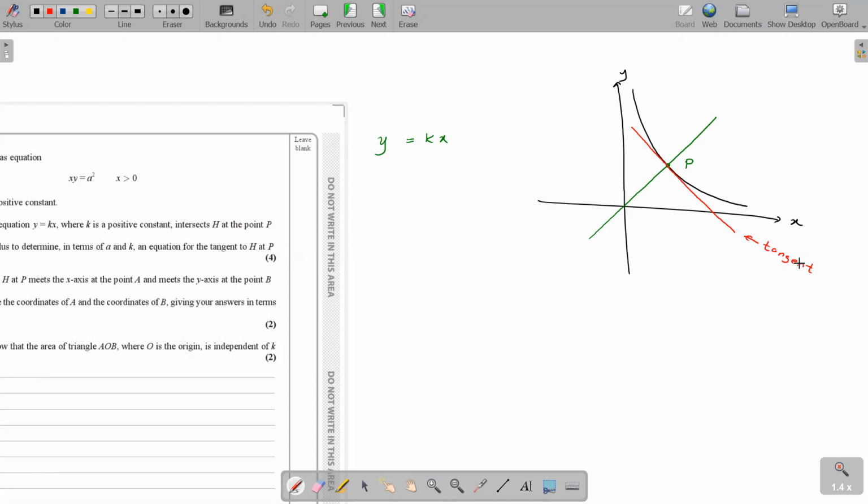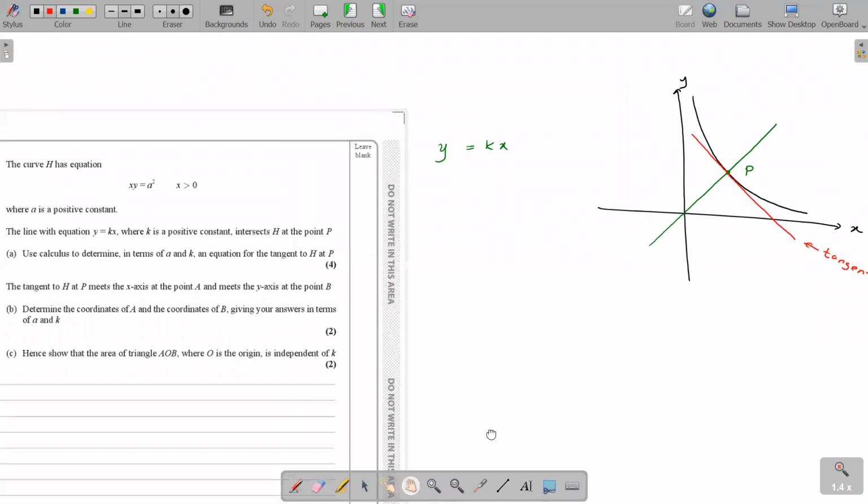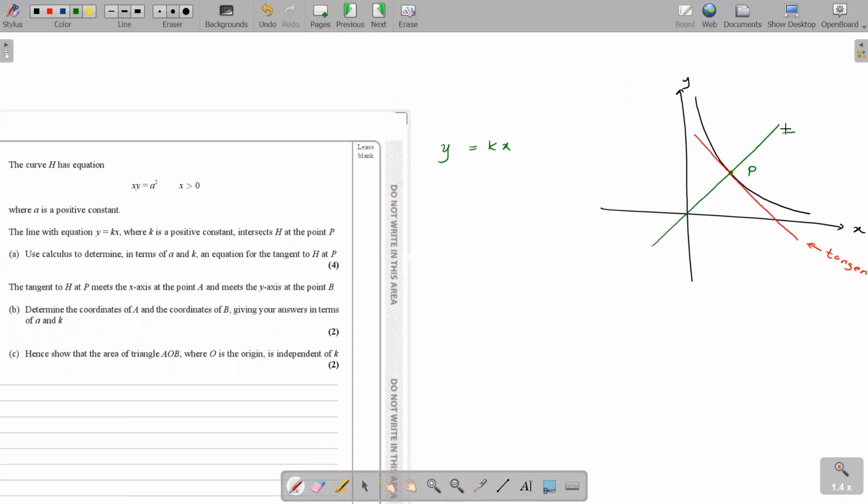Okay, the first thing I need to do is use the equation of the straight line y equals kx and solve it with the rectangular hyperbola equation xy equals a square. So solve it simultaneously and first get the coordinates of the point P. That's the first thing to do. And then we can go for the equation of the tangent.